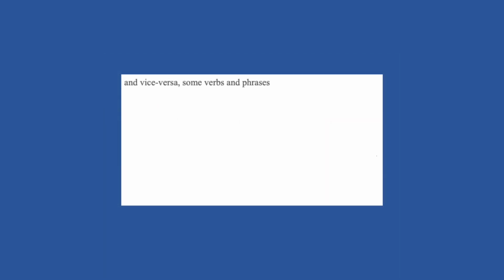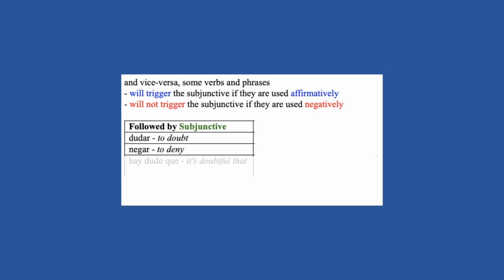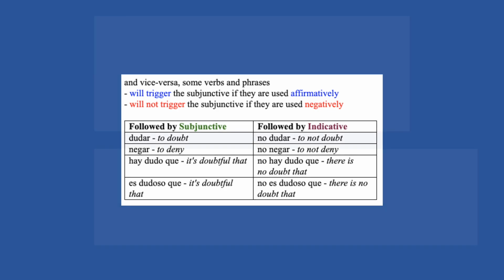And conversely, some verbs and phrases will activate the subjunctive if used affirmatively, but will not activate the subjunctive if used negatively. These verbs and phrases are affirmative and are followed by the subjunctive, but their negative counterparts are followed by the indicative and do not activate the subjunctive.